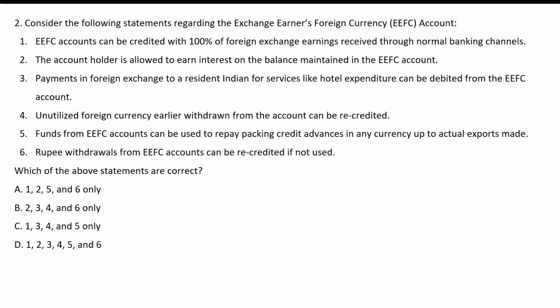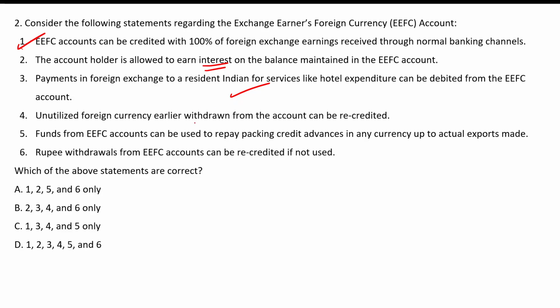Consider the following statements regarding EFC account. An EFC account can be credited with 100% of the foreign exchange earnings received through normal banking channels. Correct. The account holder is allowed to earn interest. This is a non-interest bearing account, so this statement is not correct. Payments in foreign exchange to a resident Indian for services like hotel expenditure can be debited from the EFC account. Yes, it can. Correct.